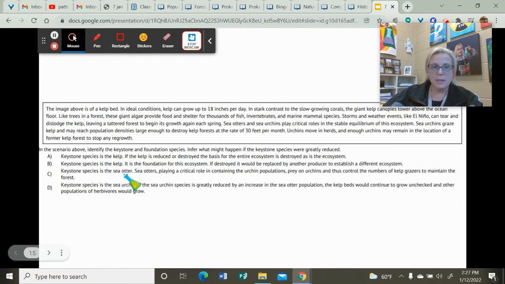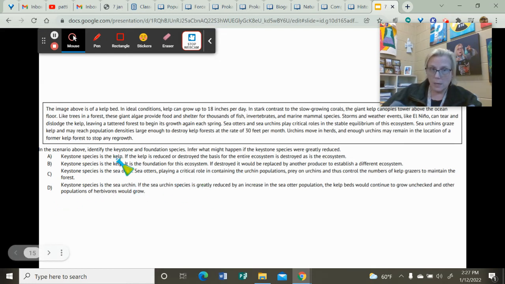Let's read C. Keystone species is the sea otter. Sea otters playing a critical role in containing the urchin populations. They prey on urchins and thus control the numbers of kelp grazers to maintain the forest. Well, that makes sense, because you got a sea otter and they're maintaining the forest. They're preying on urchins so that the urchins don't eat the forest away and keep it from growing again. So C really makes a lot of sense.